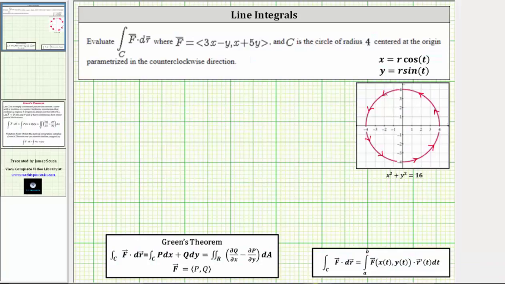Going back to our work, we evaluated this line integral earlier using the definition of a line integral, but now that we've learned about Green's theorem, we can evaluate the line integral in a much easier way. Let's begin by reviewing Green's theorem.